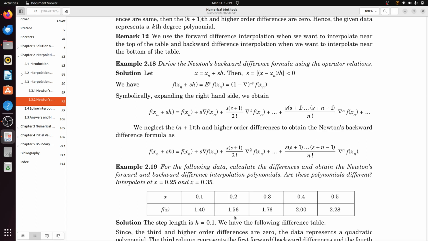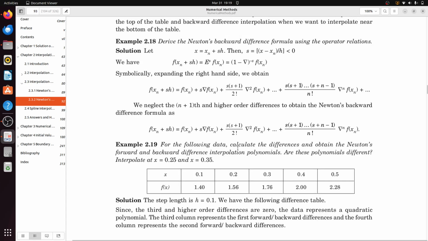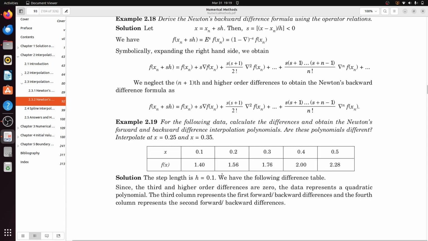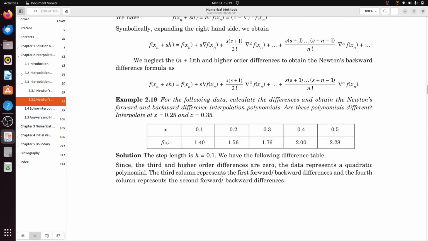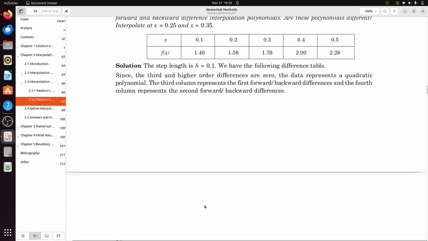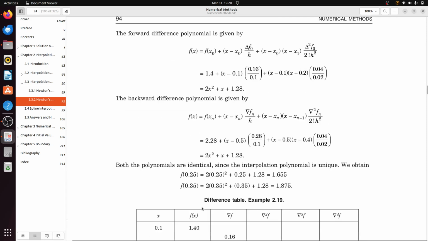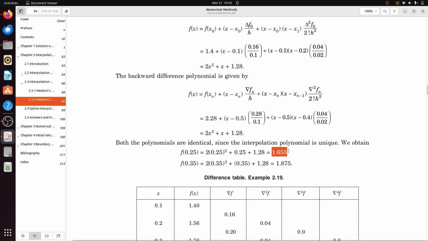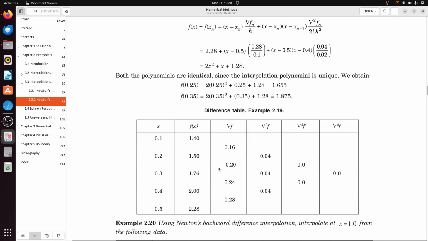So both the forward and backward polynomials are the same. So what is the answer if you put 0.25 and 0.35? For 0.25, I got 1.655, and for 0.35, I got 1.875. So you are correct, right? Very good. See, first we need to compute the difference table. The difference table is the same, right?